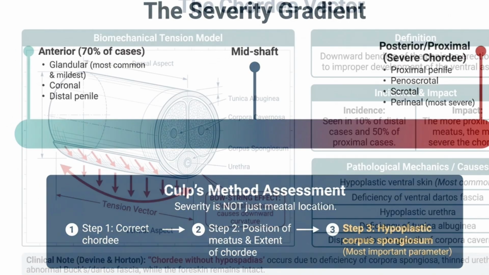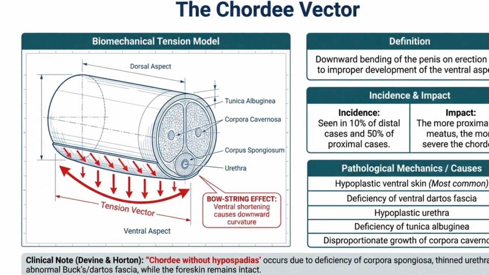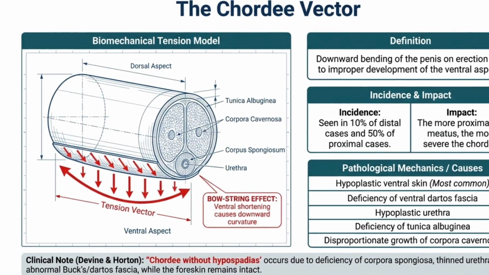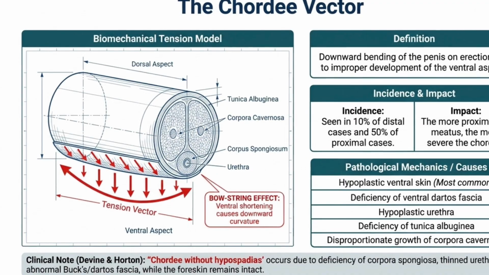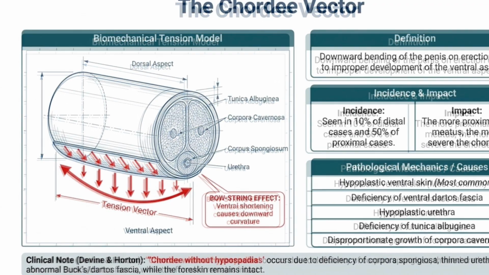Chordee vector. It is the downward bending of the penis on erection due to improper development of the ventral aspect. In distal cases, it occurs in 10% of times and in proximal cases 50% of times. The more proximal the meatus, the more severe the chordee.